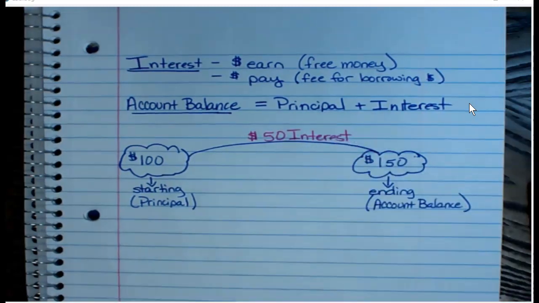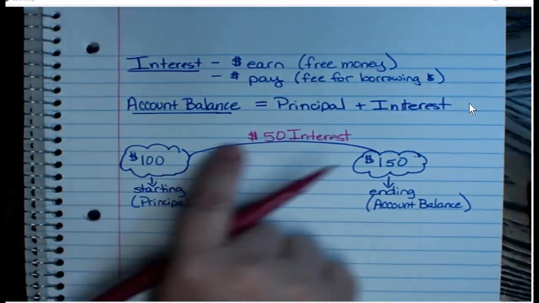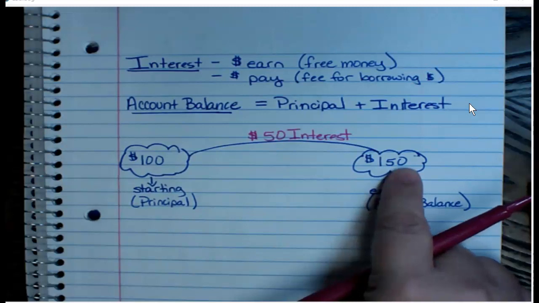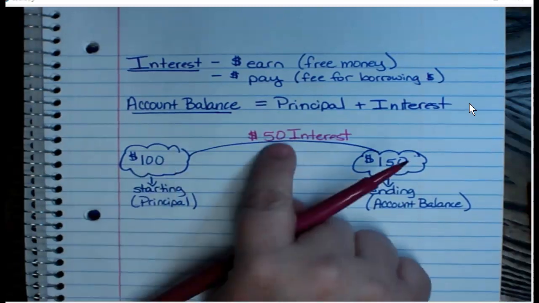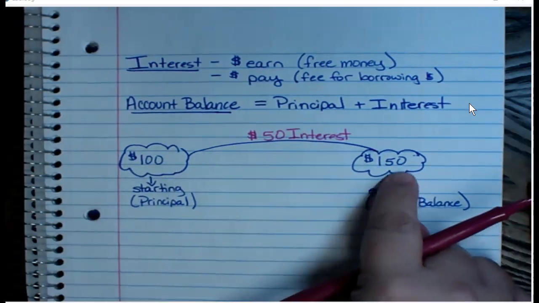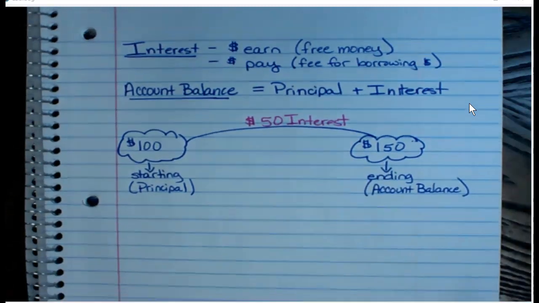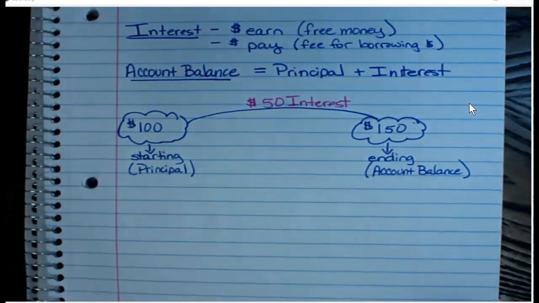$50 in interest. Same thing applies if I'm borrowing money. If I borrow $100, if I have to pay $50 for my interest fee, my interest that I have to pay to borrow that money, my total account balance to pay it would be $150. I have to pay back the $100 that I borrowed, plus my fee, $150. Okay? But then we also learned that there's two types of interest rates.